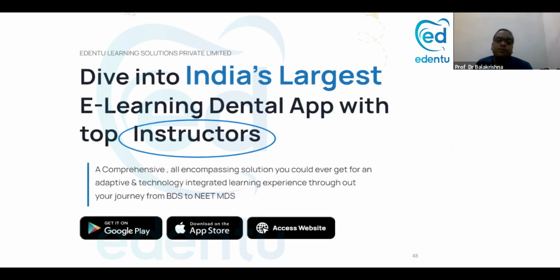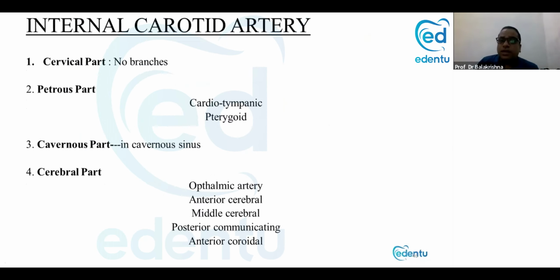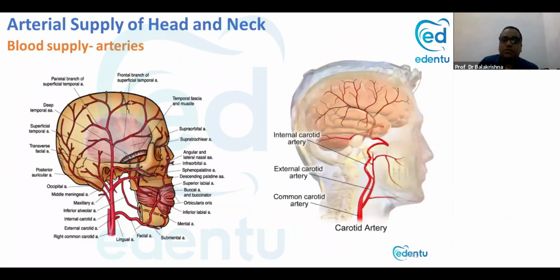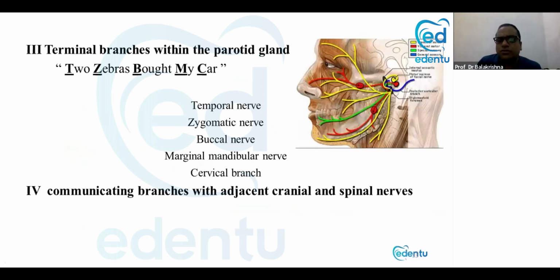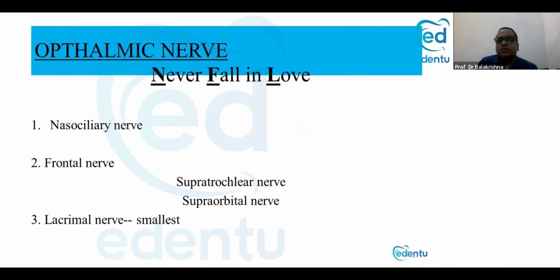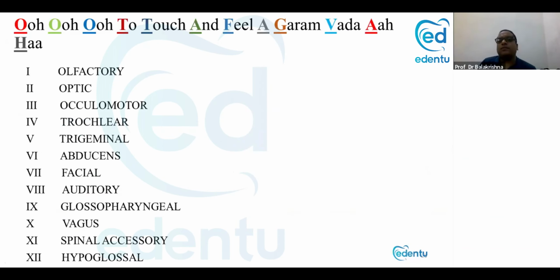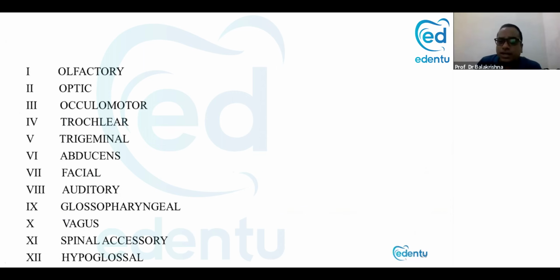Right. Then the nerve supply, which we have already discussed once in our previous section. Still, I will give you a superficial view of the nerve supply. For nerve supply of head and neck, how many cranial nerves do we have? 12 cranial nerves: olfactory, optic, oculomotor, trochlear, trigeminal, abducent, facial, auditory, glossopharyngeal, vagus, spinal accessory, hypoglossal. It's not spinal accessory, it's cranial accessory.